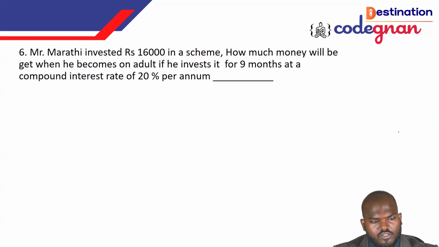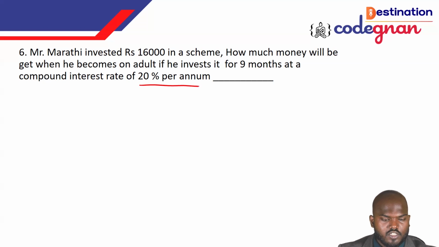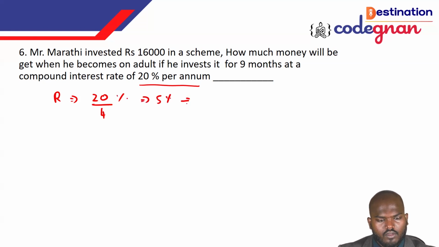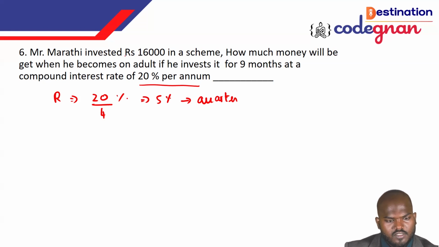You just want to make it quarterly. They have given the rate of interest per annum, so you can take it up as rate of interest per quarter. 20 percent divided by 4 will give you 5 percent per quarter. So a quarter means 4 months. So the amount received: the man invested, this is called the principal only.